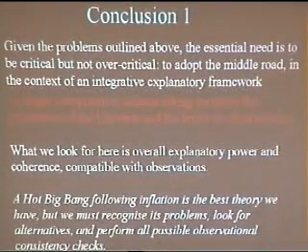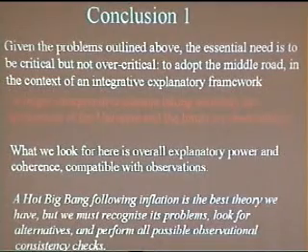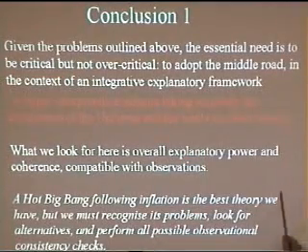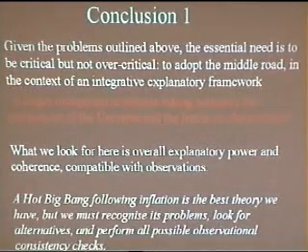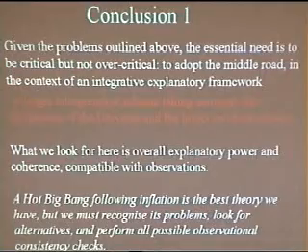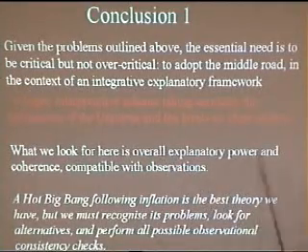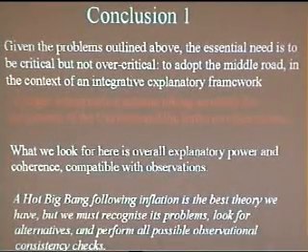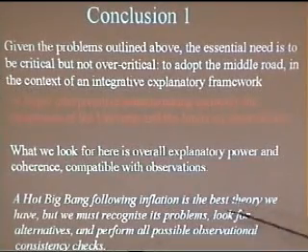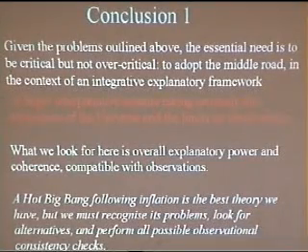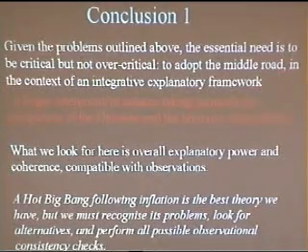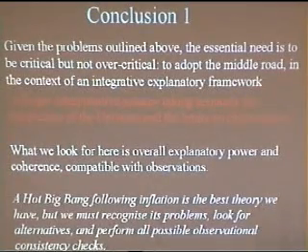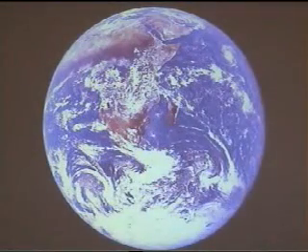So the conclusion, given the problems outlined: the essential need is to be critical but not overcritical, to adopt the middle road in the context of an integrative explanatory framework. A larger interpretive scheme taking seriously the uniqueness of the universe and the limits on observations. What we're looking for is overall explanatory power and coherence compatible with observations. A hot Big Bang following inflation is the best theory we have, but we must recognize its problems, look for alternatives, and perform all possible observational consistency checks.